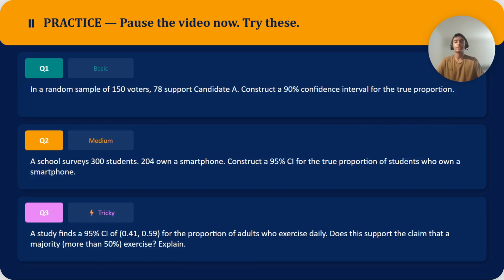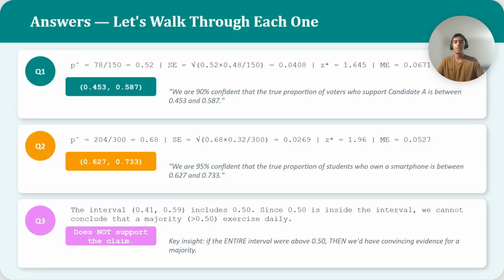Let's go through the answers. Question 1. P hat is 78 over 150, which equals 0.52. Standard error is the square root of 0.52 times 0.48 over 150, which is about 0.0408. Z star for 90% is 1.645. The margin of error is 0.0671, and the interval is from 0.453 to 0.587.